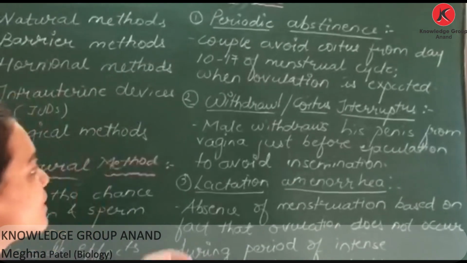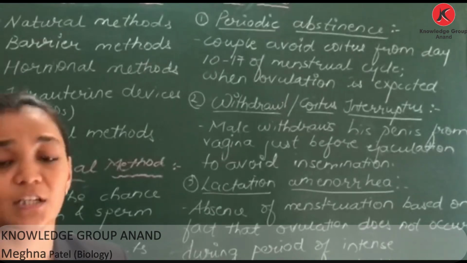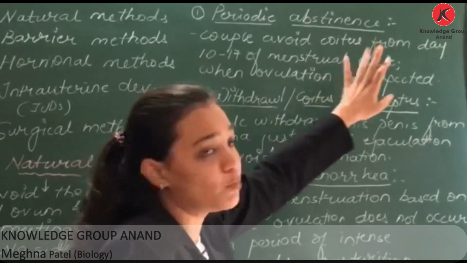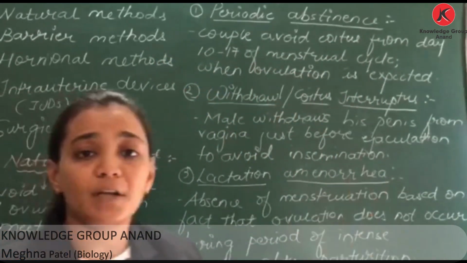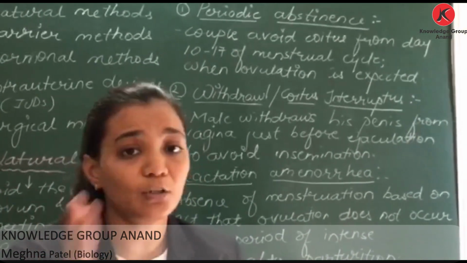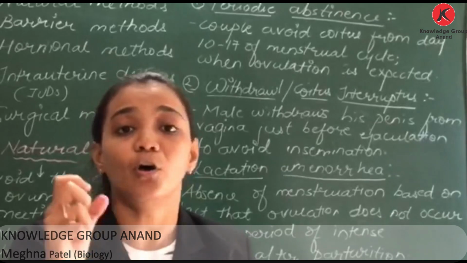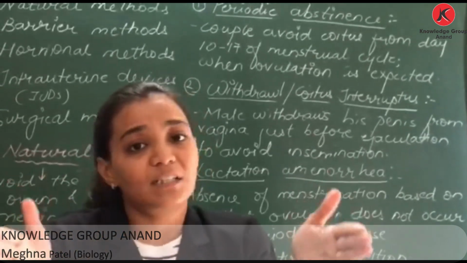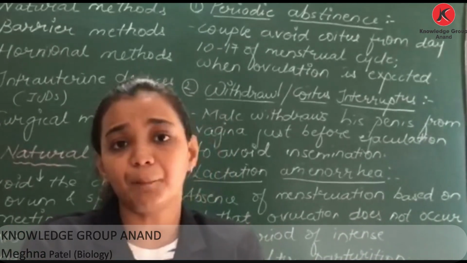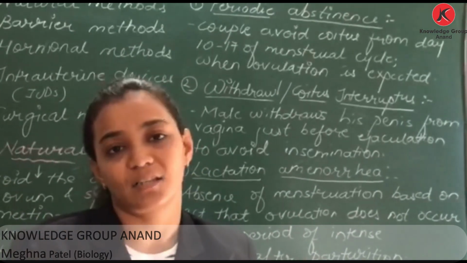Periodic abstinence means that the couple is going to avoid coitus, avoid copulation, during the 10th to 17th days of the menstrual cycle. Now, why only these days? Days 10 to 17 are known to be the most fertile days of the female, when she is expected to ovulate, because we have studied that in a 28-day cycle, ovulation occurs on nearly the 14th or 15th day. So if the couple avoids copulation during this duration, there will be no chances of fertilization.